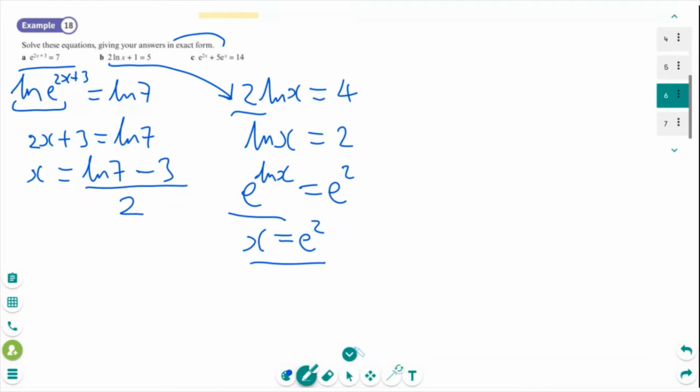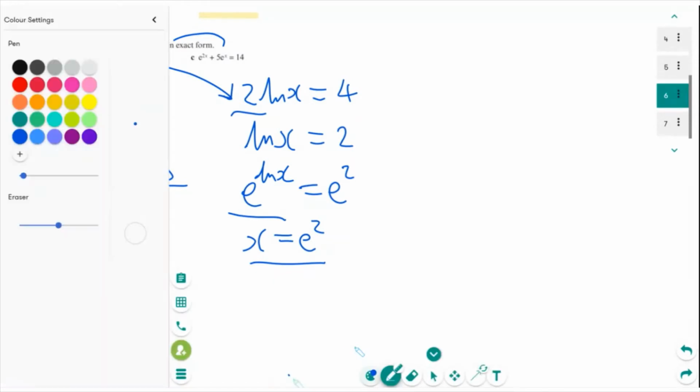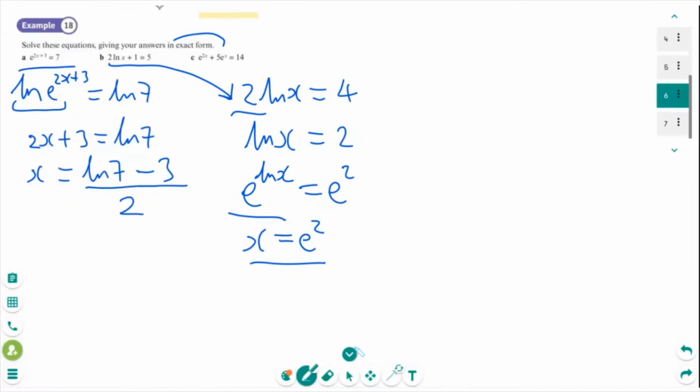The last one looks a bit tricky. Again, this is like a quadratic in disguise. What you mustn't do is just ln it. If you do this, I'm afraid that is just bad algebra. You just ln everything, that's bad. You can't just do that, I'm afraid.